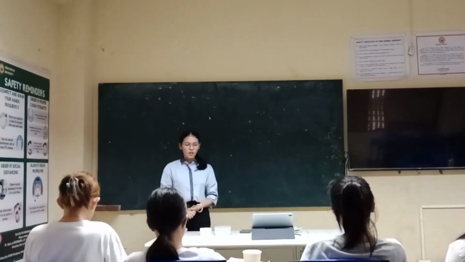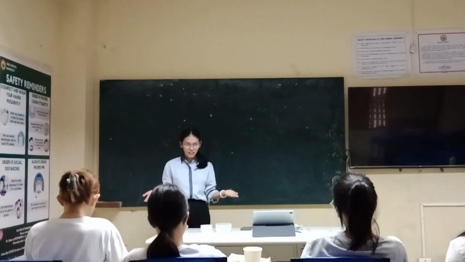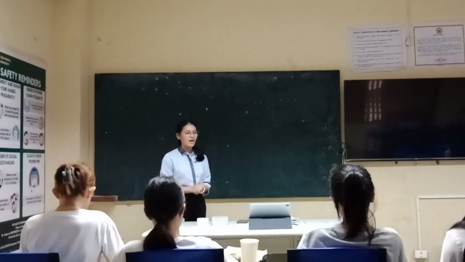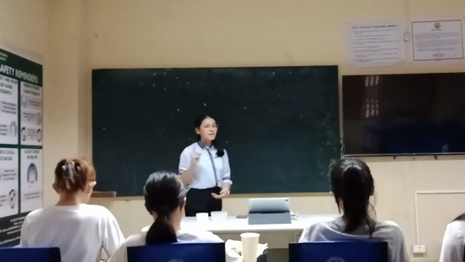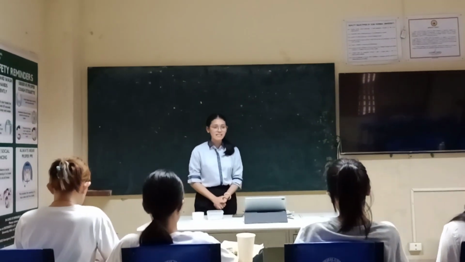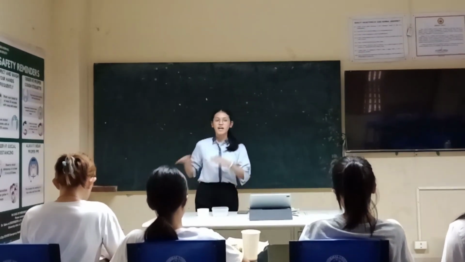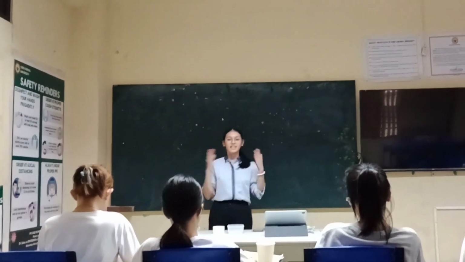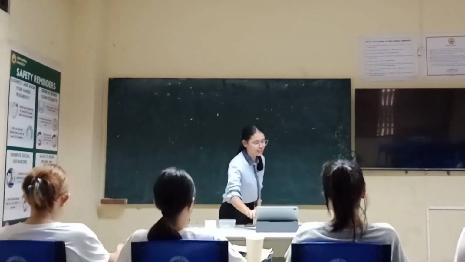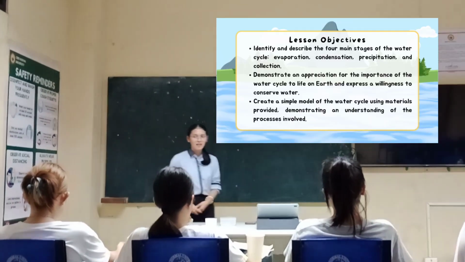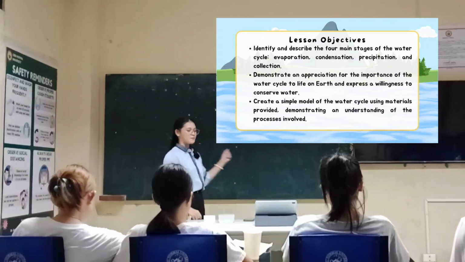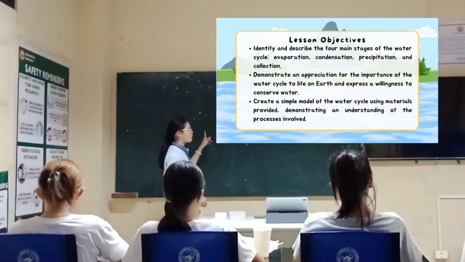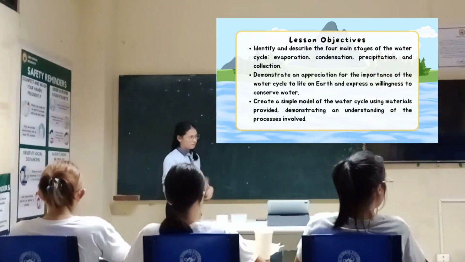Our lesson for today is all about the water cycle. The definition of water cycle, class, is how the water moves around our planet. It's really important for all the living things. I have to show first the learning objectives. Please read objective number 1 up to number 3.